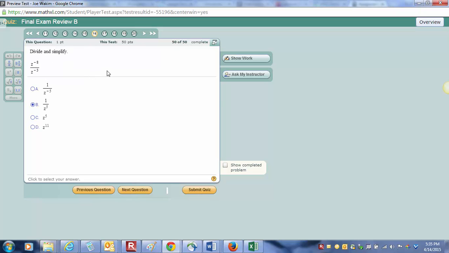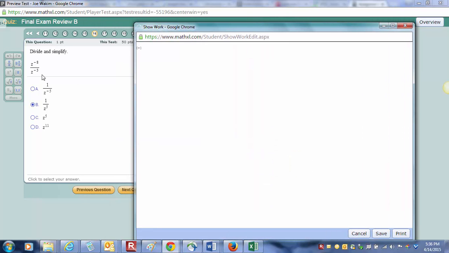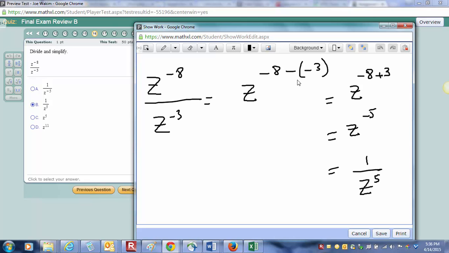Number 16. When you divide, you subtract the exponents. So negative 8 minus negative 3 would be negative 8 plus 3, that would be negative 5. Then you move it to the denominator to get a positive exponent, 1 over z to the power 5.